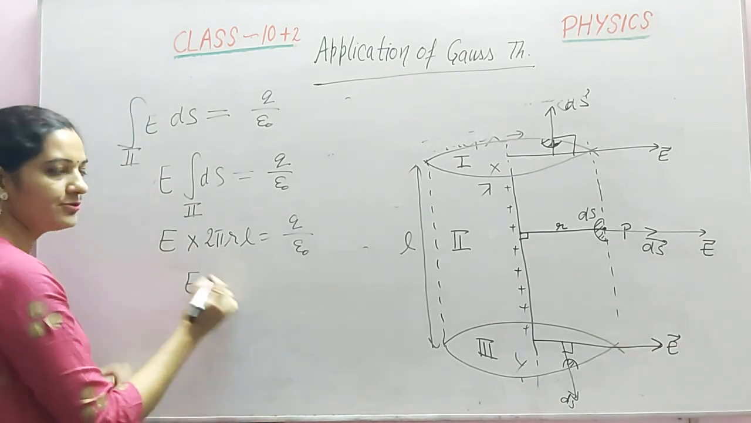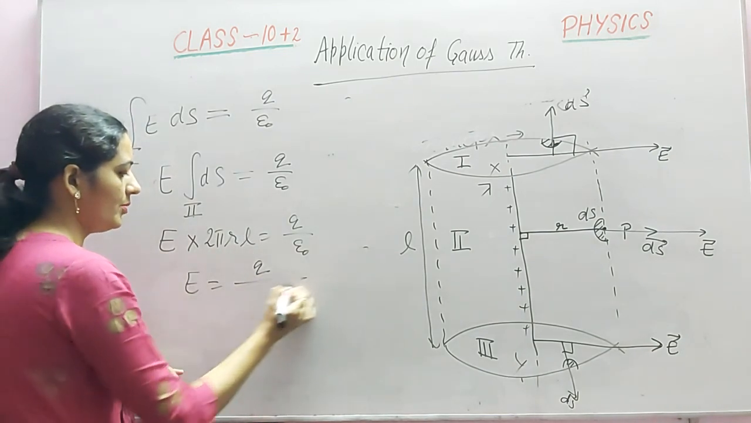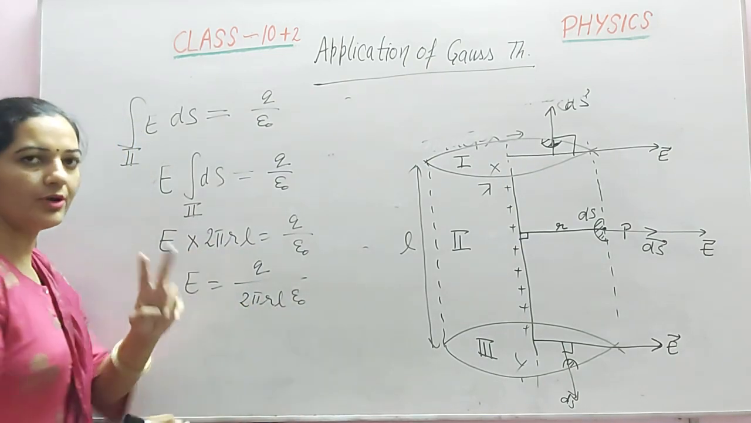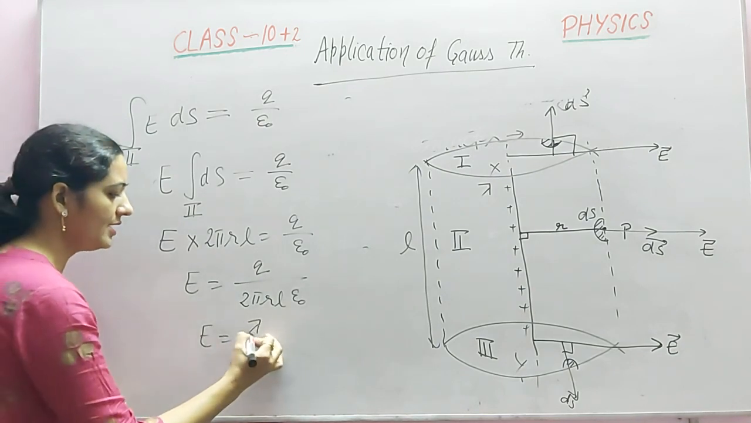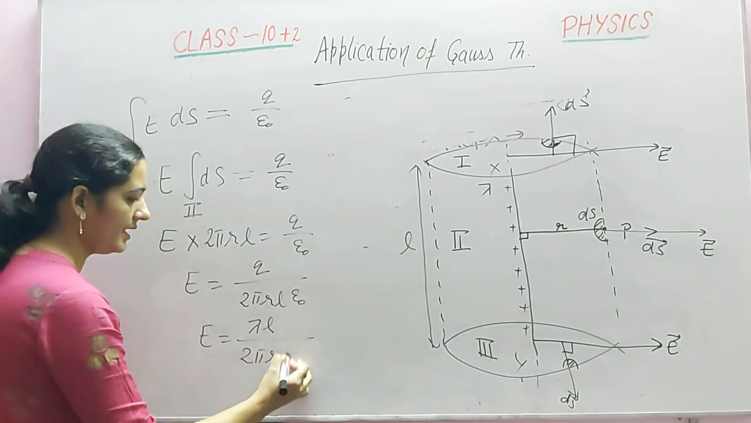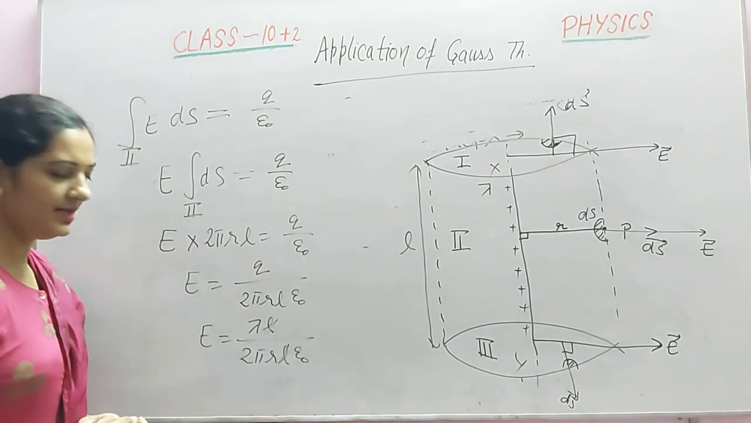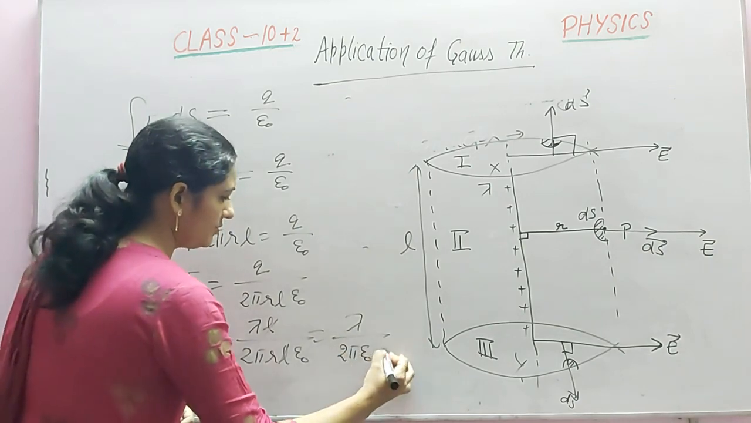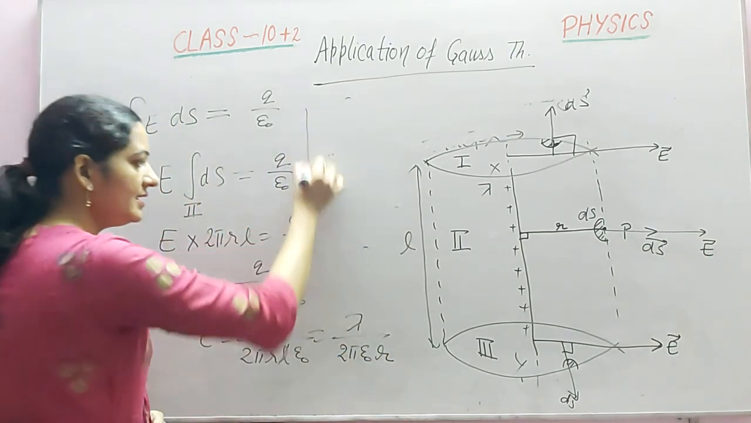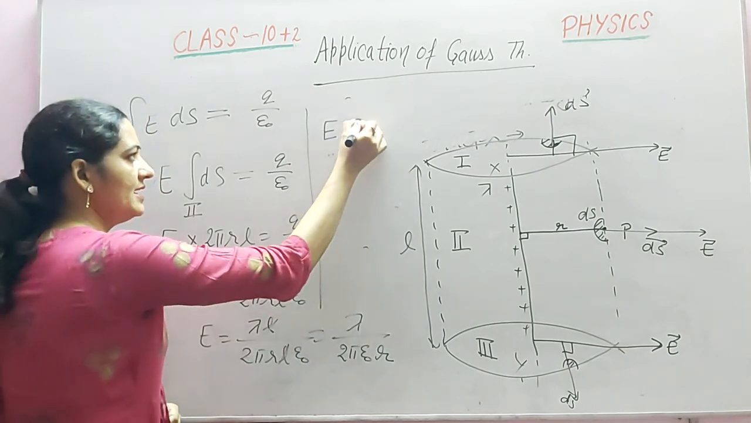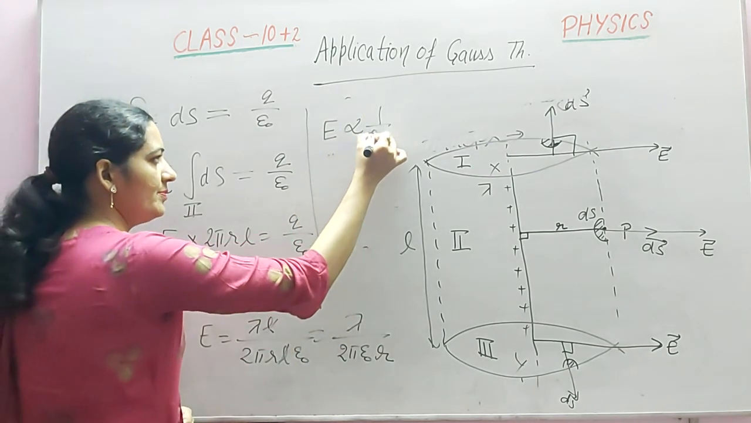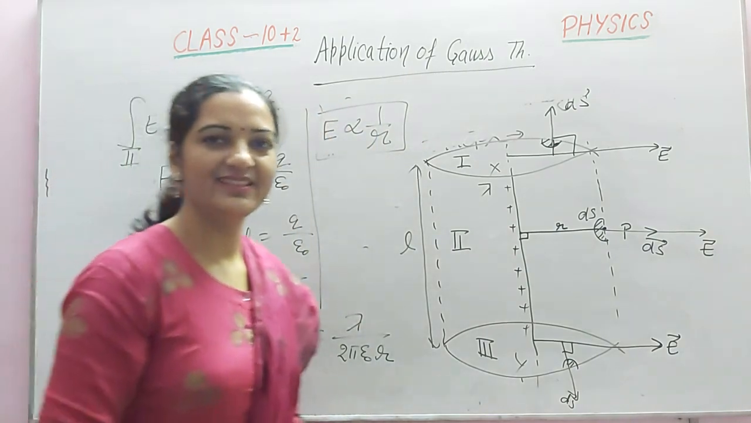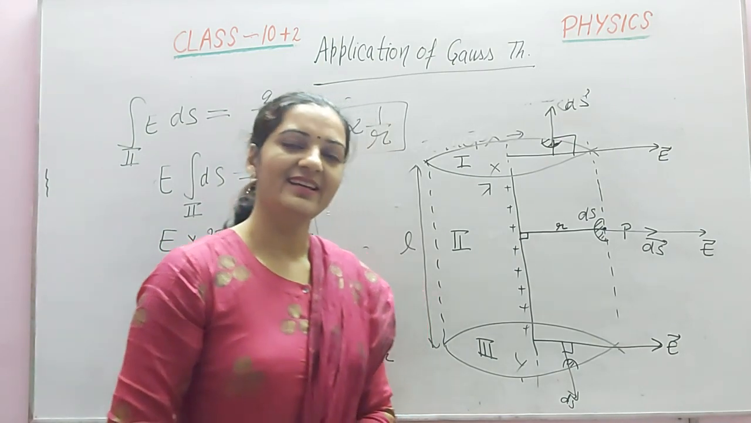Now we have to find E. So E equals q upon 2 pi r L into epsilon naught. Put the value of q from the second step. We get E is equal to lambda L upon 2 pi r L epsilon naught. L and L cancel. We get the result lambda upon 2 pi epsilon naught into r. So clear, in this case E is inversely proportional to the perpendicular distance of the observation point from the given straight conductor. Clear beta? Do practice. Okay, thank you.